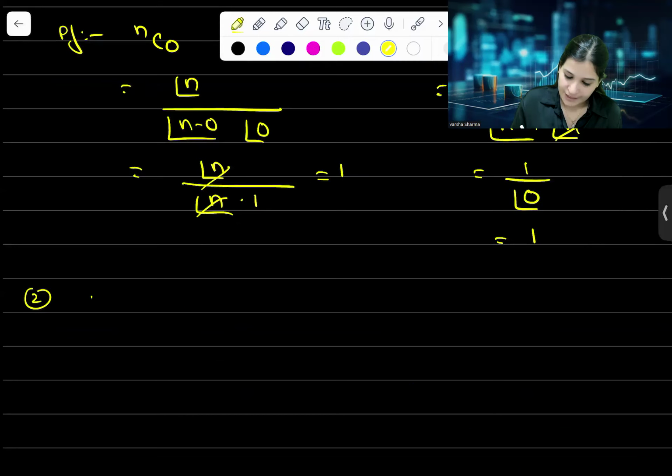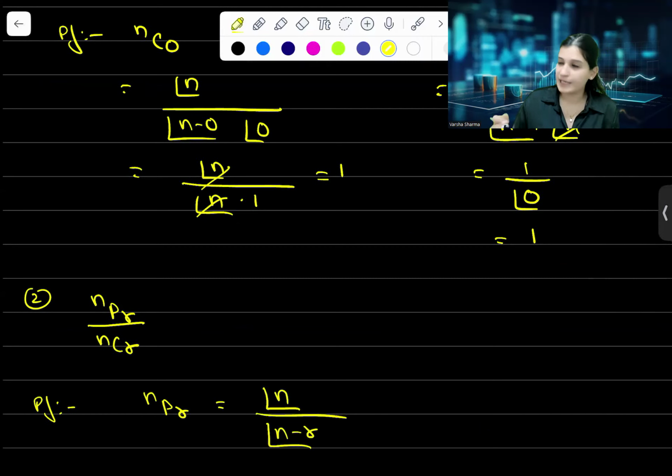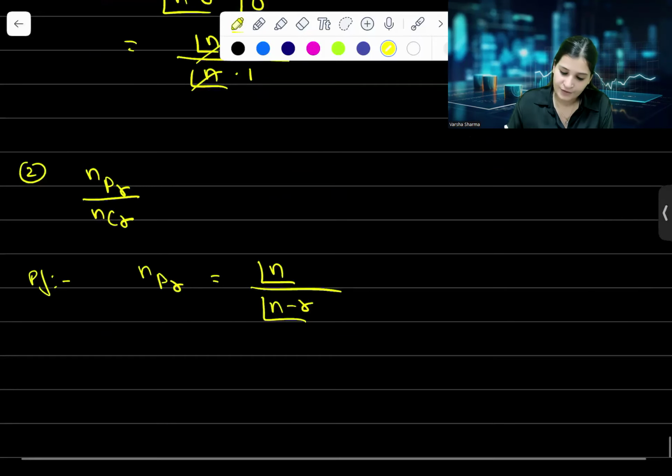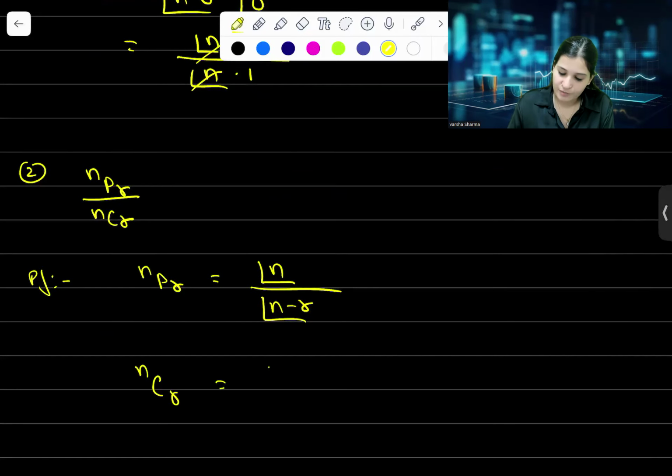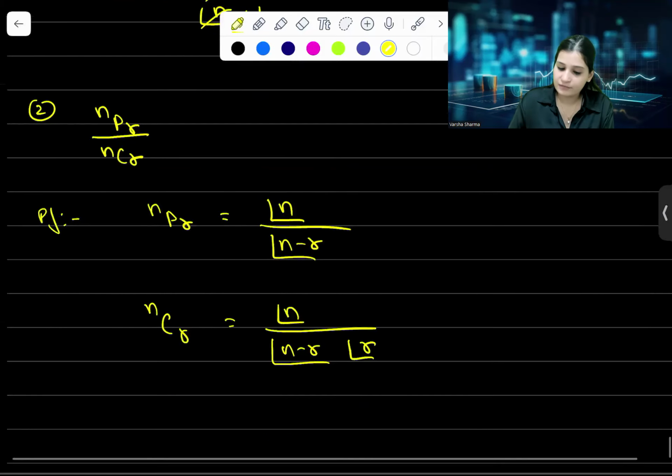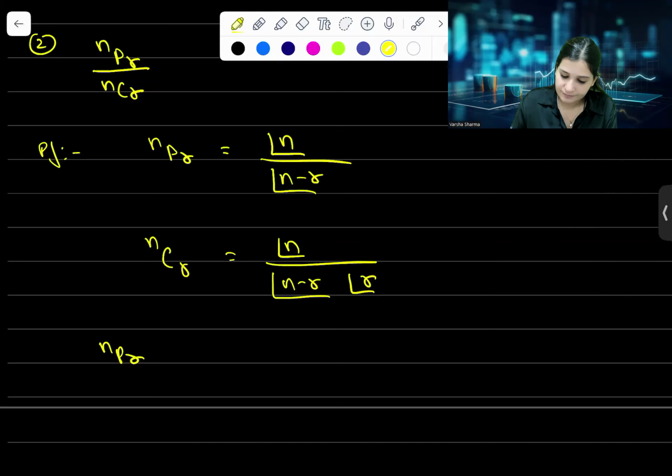Second, nPr divided by nCr. nPr, the formula is factorial n upon factorial n minus r. nCr, the formula is factorial n upon factorial n minus r, factorial r. Let us divide them.